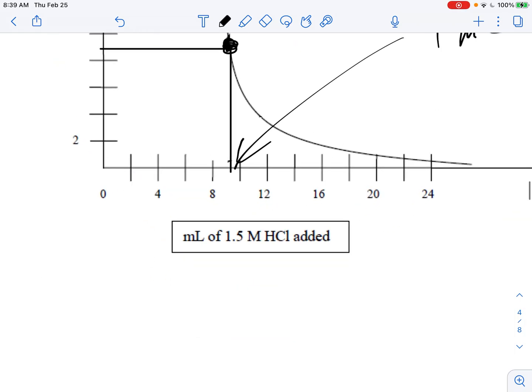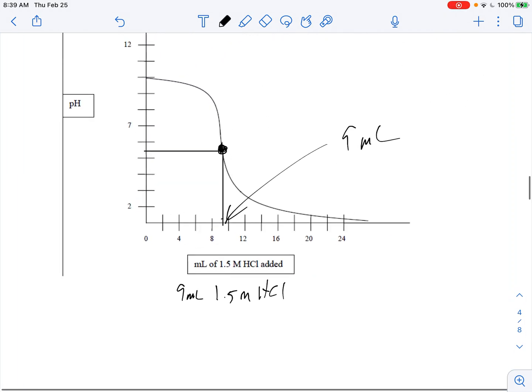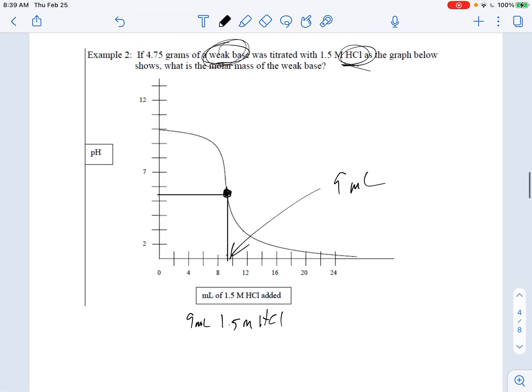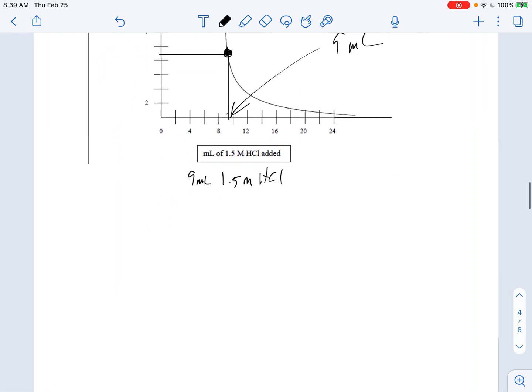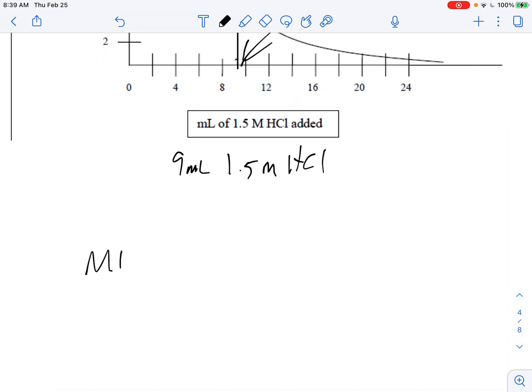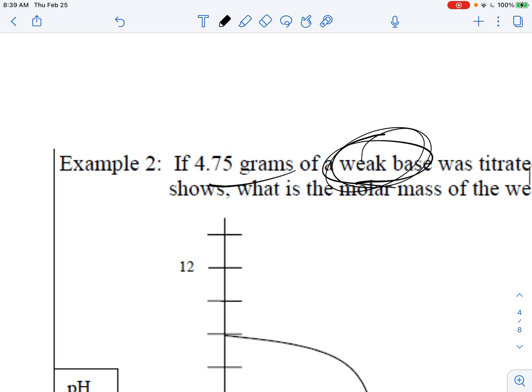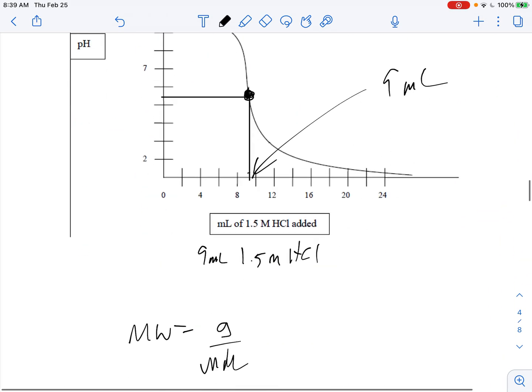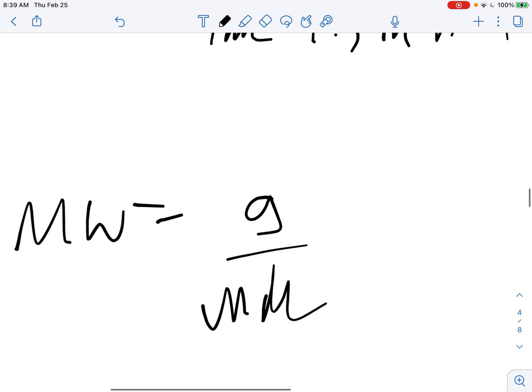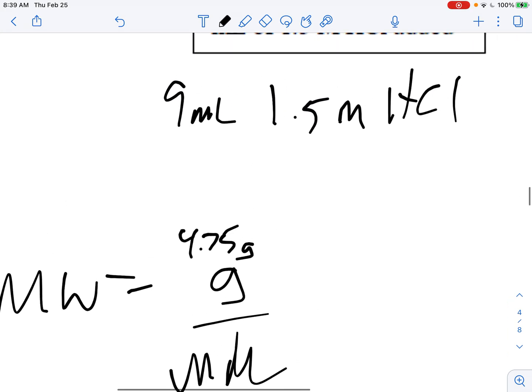So what have I got? I have got 9 milliliters of 1.5 molar hydrochloric acid at the equivalence point that's there. And again, a little judgment is involved here, and that's fine. But I want the molecular mass. I want the molar weight. So the molar weight is going to be equal to the grams per mole. They already told me the grams up here. They told me that it was 4.75 grams of the base. So I know that already. So this is 4.75 grams, all I need to know is the moles.